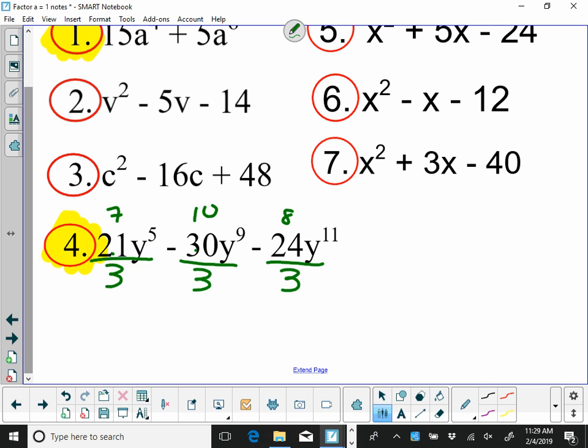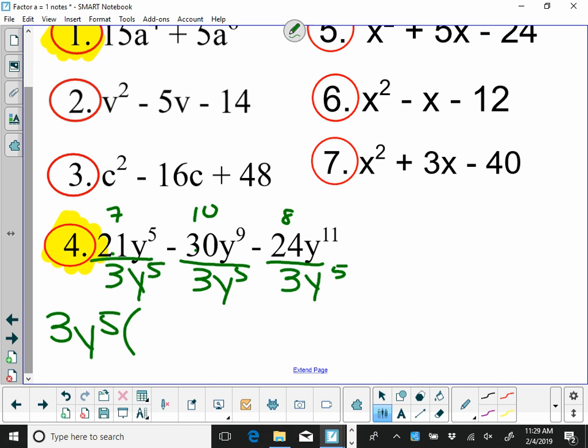Yeah, but which one do I choose? The smallest one. Okay, you can't choose the greatest one because they don't all have that many. So the smallest one here is 5. So this is your GCF, right? Okay, so that's what goes out front.